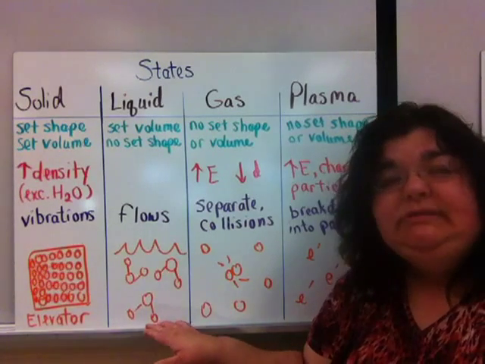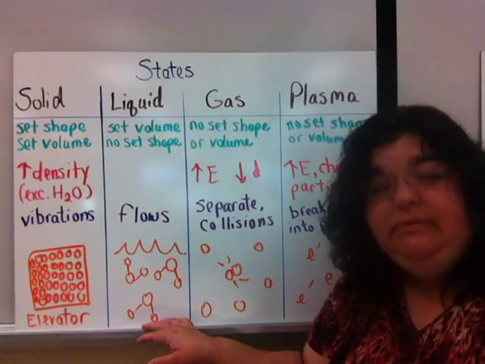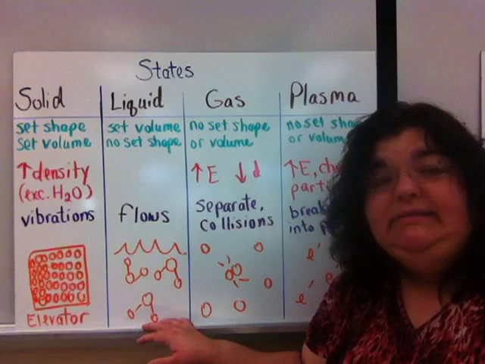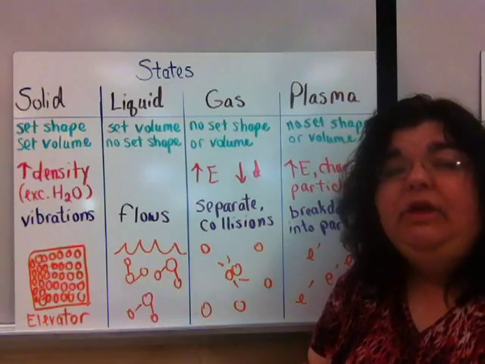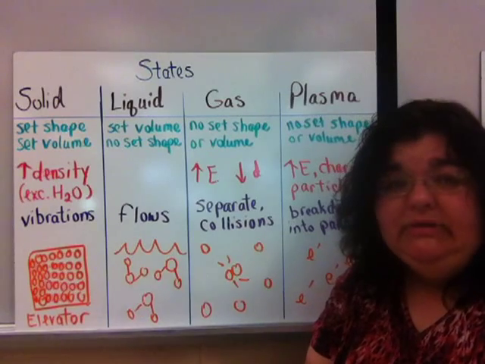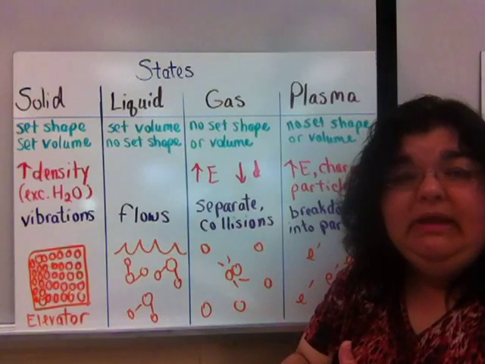So if you could picture a swimming pool where you might have one person swimming across the top of the water and then someone else could swim under them, under the water, and they could flow over or around each other. So these molecules are allowed to flow in and around each other.